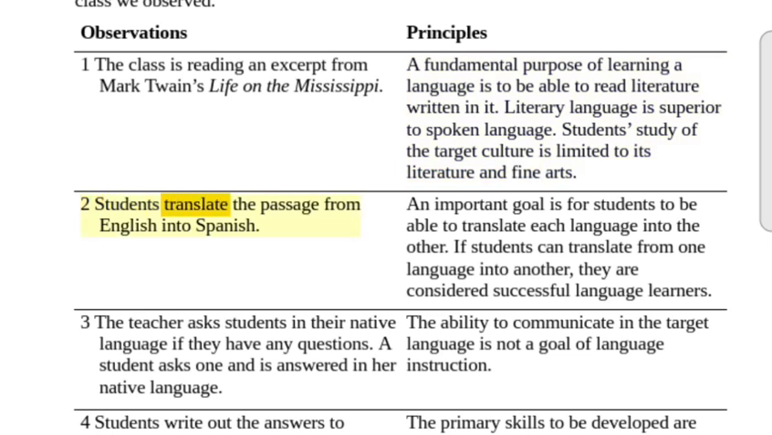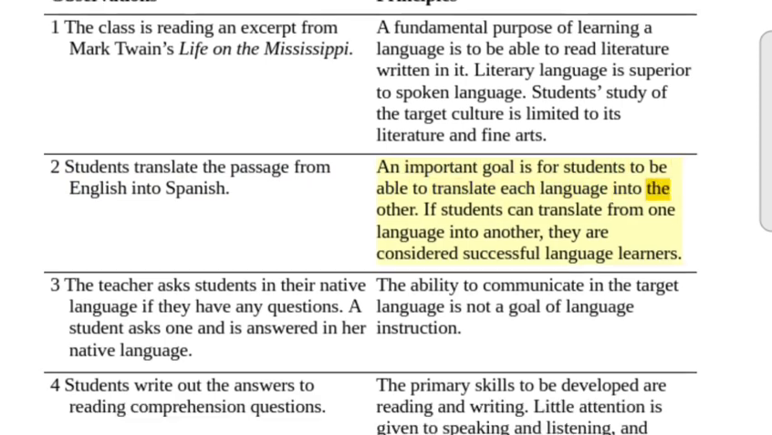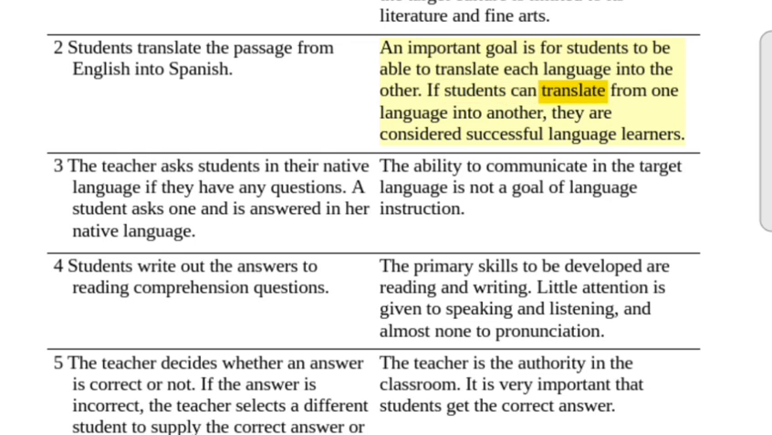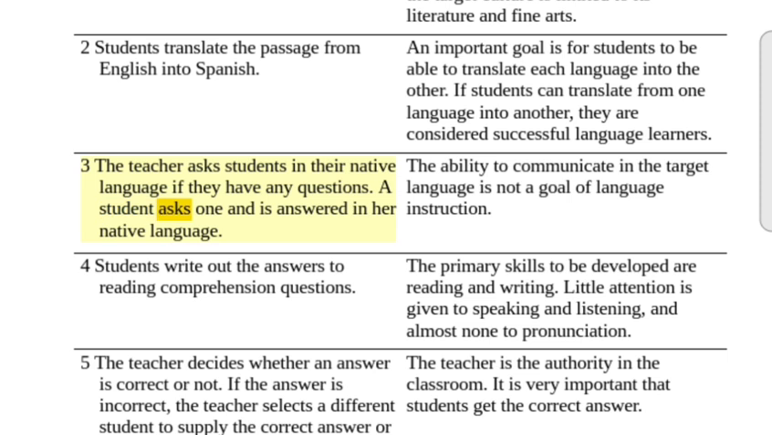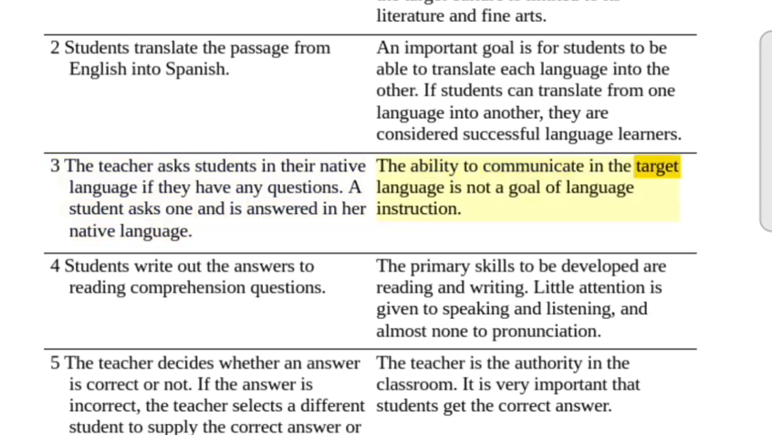2. Students translate the passage from English into Spanish. An important goal is for students to be able to translate each language into the other. If students can translate from one language into another, they are considered successful language learners. 3. The teacher asks students in their native language if they have any questions. A student asks one and is answered in her native language. The ability to communicate in the target language is not a goal of language instruction.